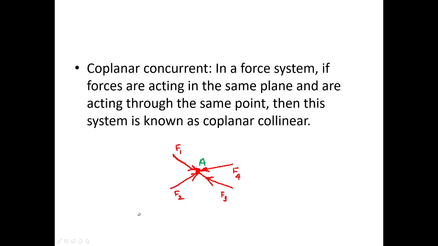Next is the coplanar concurrent force system. As shown in the figure, four forces are acting on a body, and the lines of action of these forces pass through the same point A. Then this type of force system is known as a coplanar concurrent force system. So, if in a force system, forces are acting in the same plane and through the same point, then this type of force system is known as a coplanar concurrent force system.